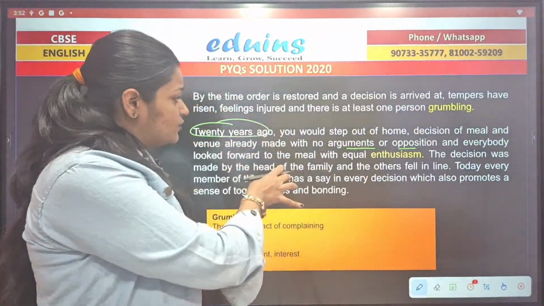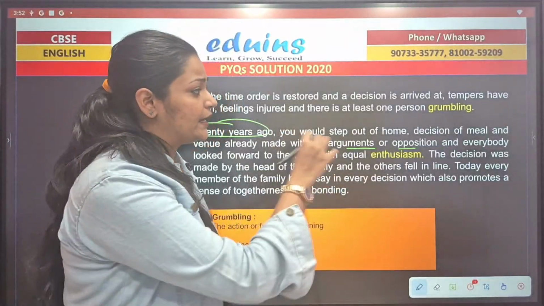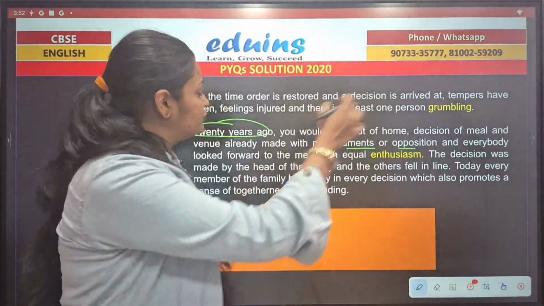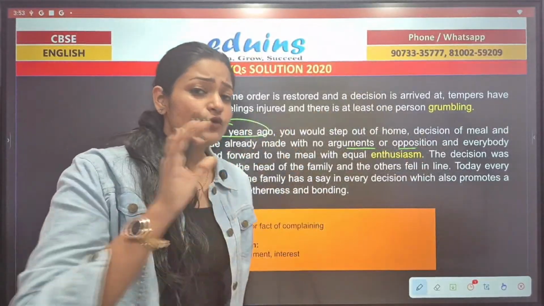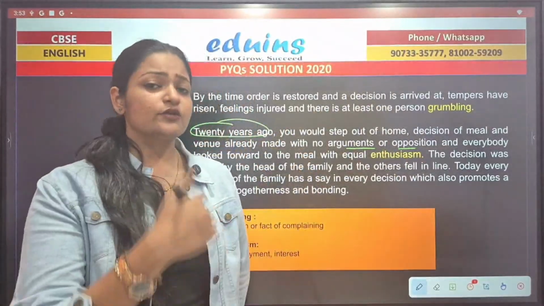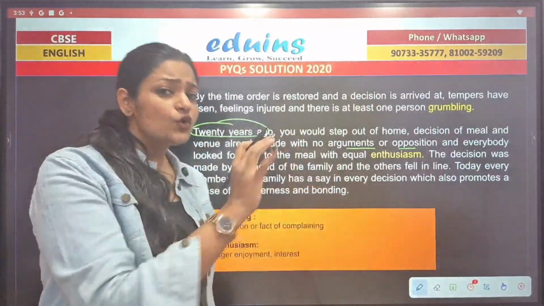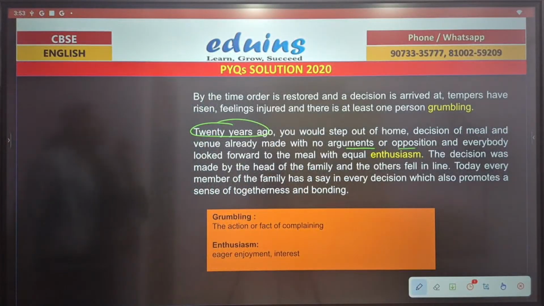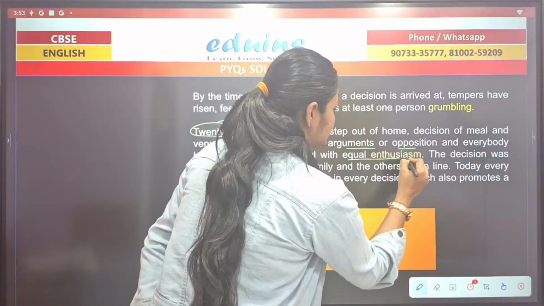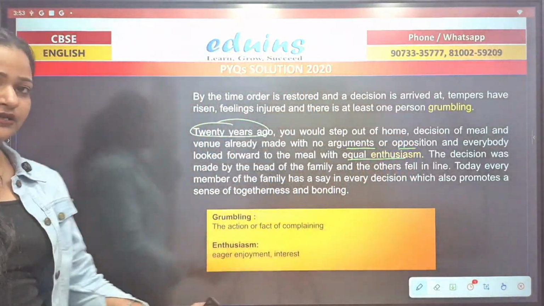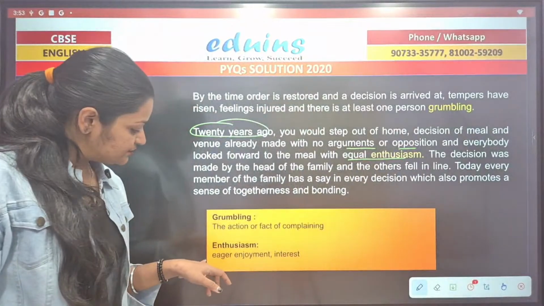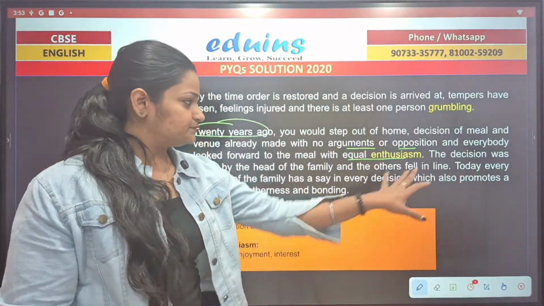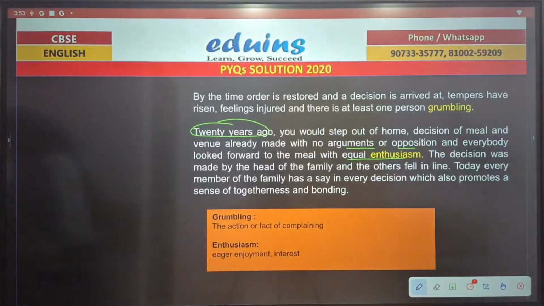So twenty years ago, the situation is like this, where the head of the family makes a decision of meal and venue, and there were no arguments, no oppositions, no one to say, no, I will not go there, I will not eat here or there. Everybody looked forward to the meal with equal enthusiasm, which means everyone agreed. Enthusiasm means eager enjoyment or interest. The decision was made by the head of the family, and the others fell in line.